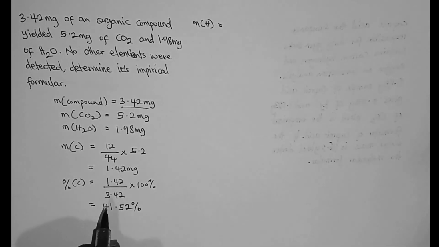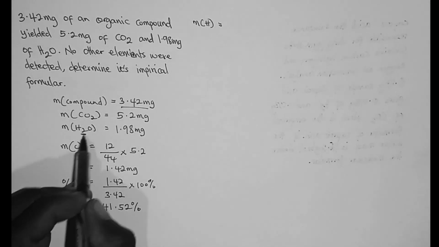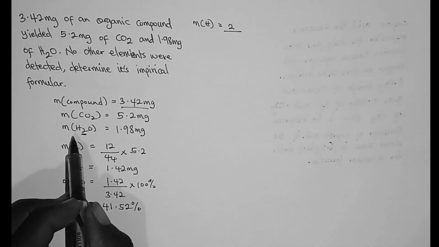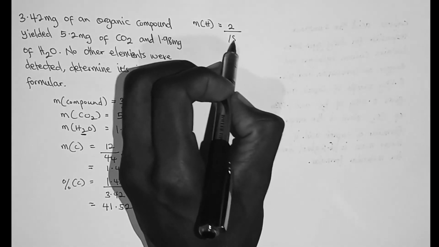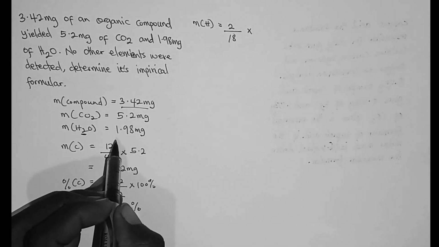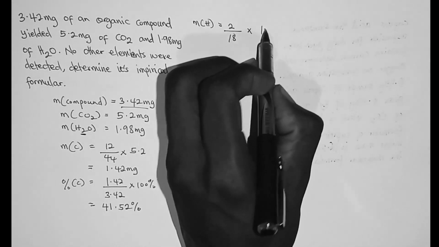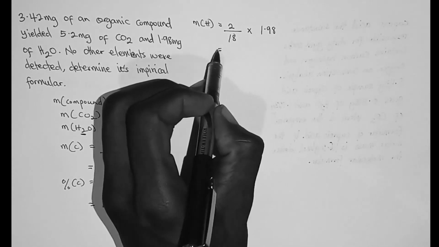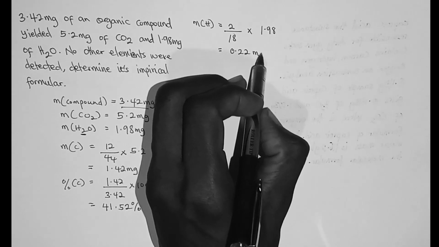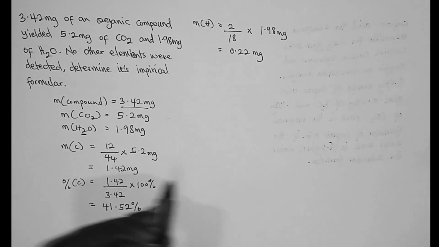Now, the next thing we need to do is to find the mass of the hydrogen present, and that is equal to the atomic mass of hydrogen. Atomic mass for hydrogen is 1. However, there are 2 hydrogens present in water, so that will give us 2 divided by the molar mass of water, that is 18, times the mass of water that was detected in the compound, and that is 1.98 milligrams. So the mass of the hydrogen is 0.22 milligrams. So here is milligrams, and then this place too is also milligrams.